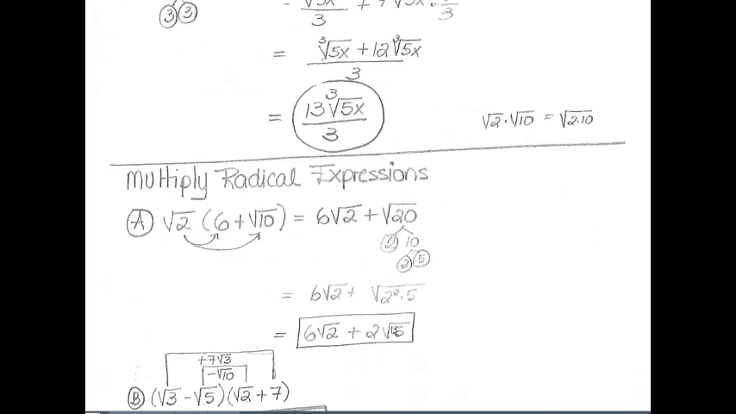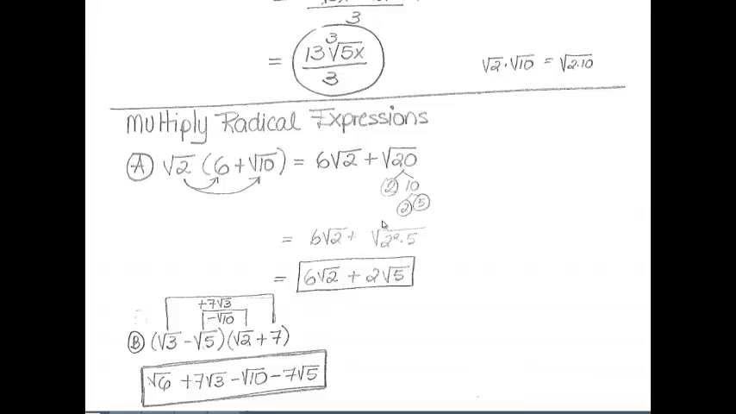Oops, went the wrong direction there. The 2 comes out, and it comes out as 2 square root of 5, and I notice that I can do nothing else because the radicals are different, so my final answer is that.